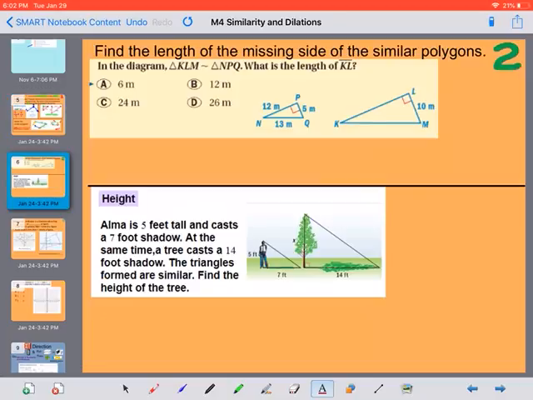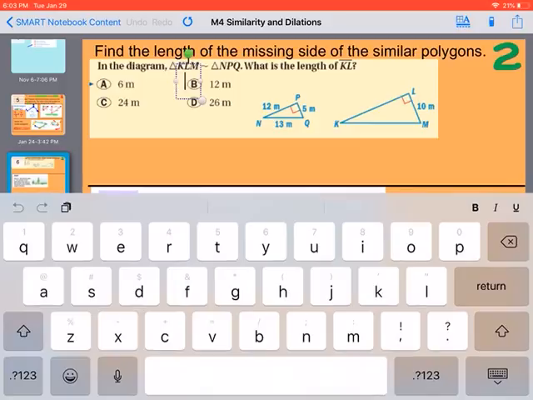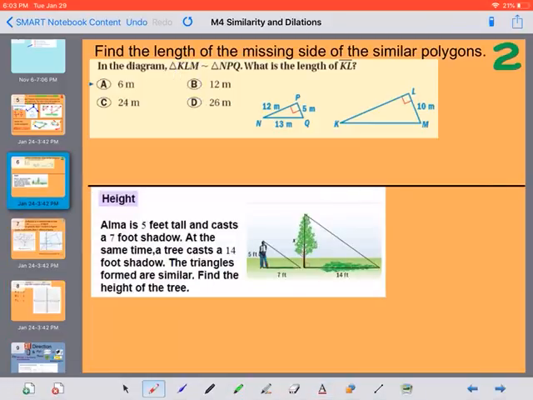So here we have two similar triangles in both problems, and we are missing a side length. So this is actually a review. It says find the length of the missing side length of the similar polygons. Here they named KLM in that order, and then NPQ.